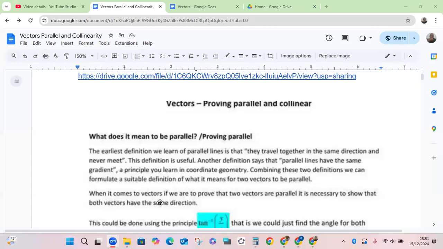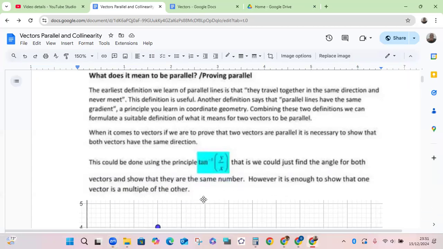When it comes to vectors, if we are to prove that two vectors are parallel, it is necessary to show that both vectors have the same direction. One way of doing that is by calculating the angle, tan inverse of y over x. We could just find the angle for both vectors and show that they are the same number. Therefore, that is one way to prove parallel. They have the same gradient, they have the same angle, so therefore they are parallel.